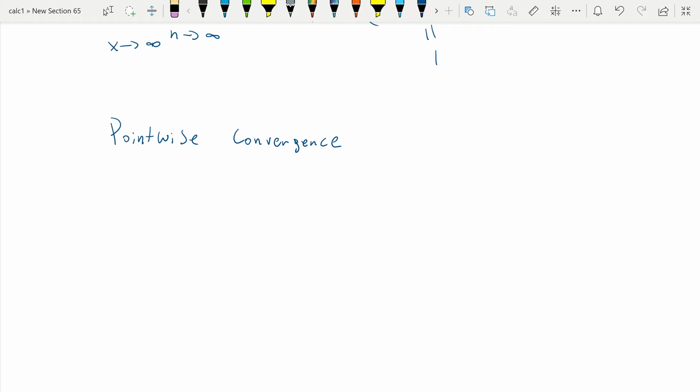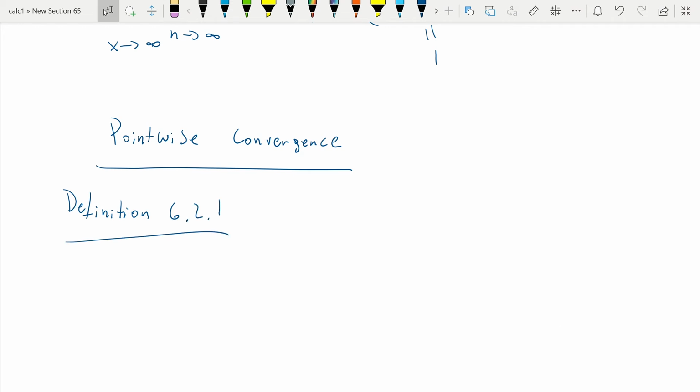But we need to know what we mean by pointwise convergence. As I said, it has only to do with sequences of numbers converging to a number. It's just that you have a sequence for every single value of x. So, Definition 6.2.1 is the following. So just again, you have a family of functions, right?